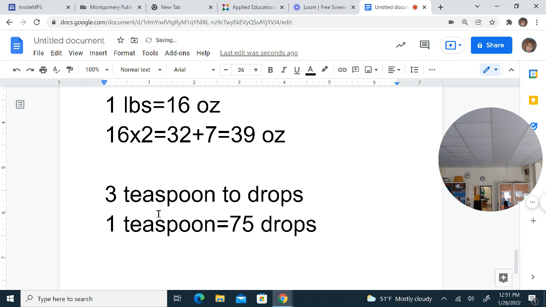Alright, so what's the first step? So 3 times 75 equals 225 drops. We're multiplying these numbers. That's why I had y'all write down those conversions, because we're gonna use them.